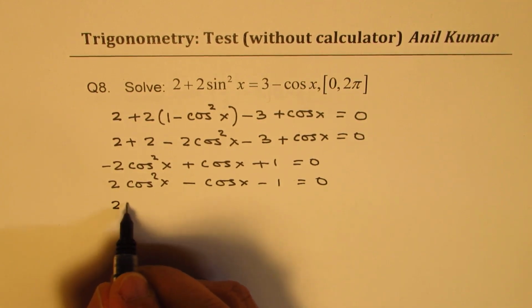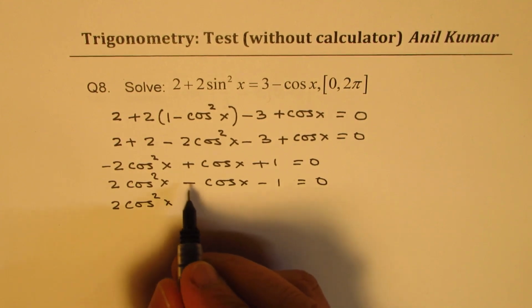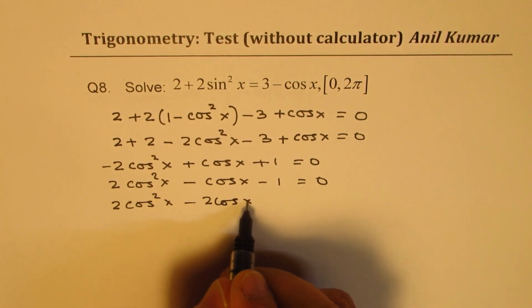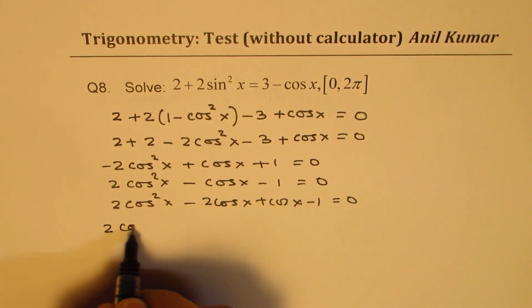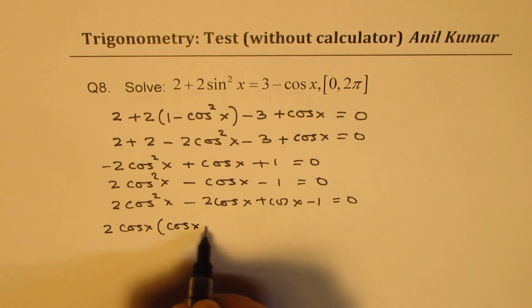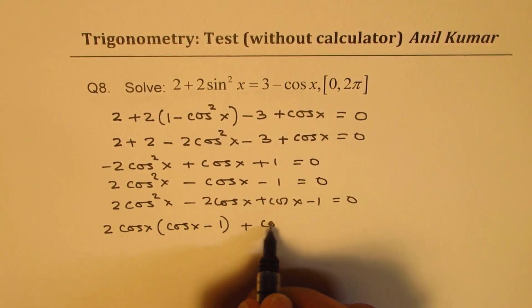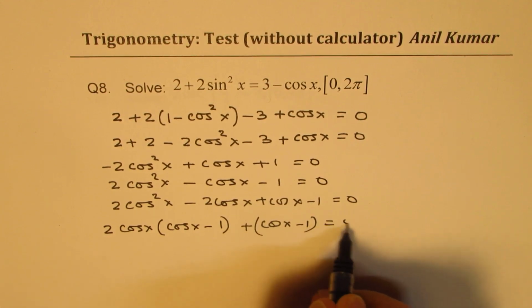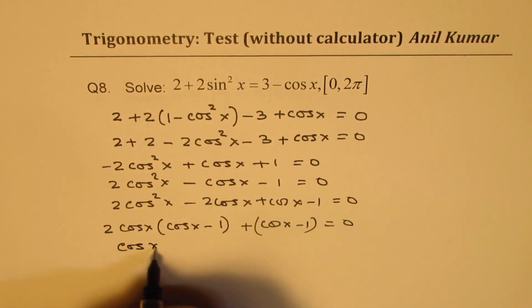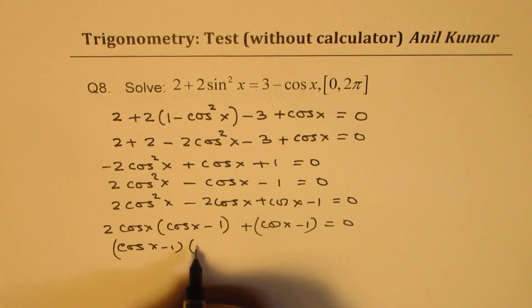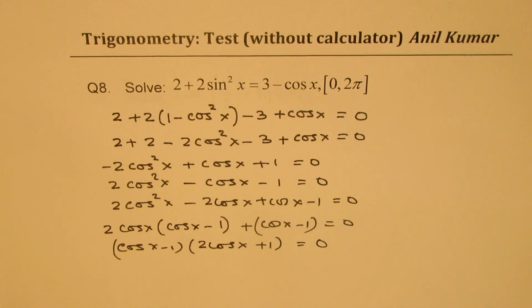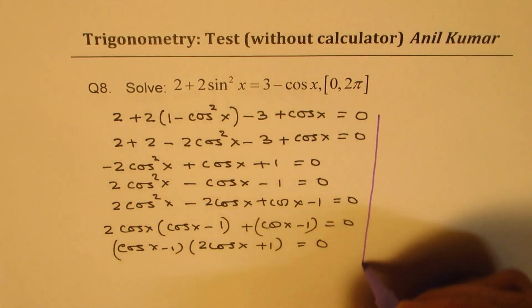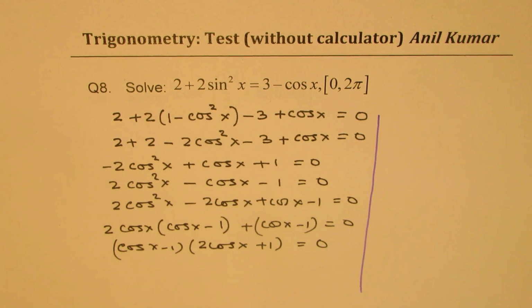So let's factor. We get 2 cos square x. So we could write this as minus 2 cos x plus cos x minus 1 equals to 0. Taking 2 cos x common gives us cos x minus 1, plus we already have cos x minus 1 here. So we get our factor cos x minus 1 times 2 cos x plus 1 equals to 0. So that should give us, we need to now find solution between 0 to 2 pi. So that gives us two possibilities.